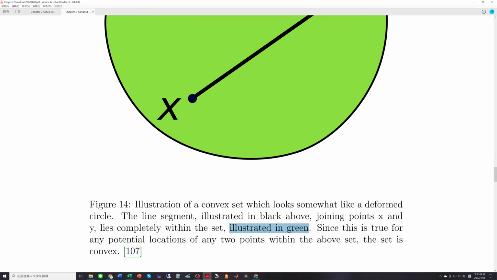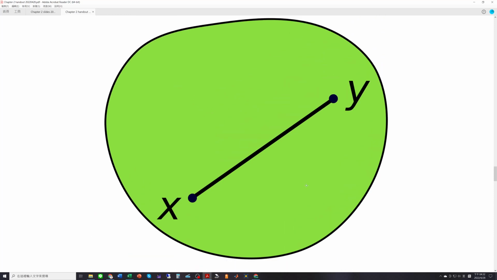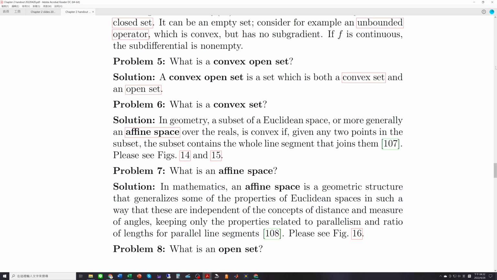Since this is true for any potential locations of any 2 points within the above set, the set is convex. You can arbitrarily choose 2 different points in this green set and connect them. Then the line segment connecting the 2 points also completely lies in this green set. So this green set is a convex set. Okay, let us go back to the convex set. Then let us see figure 15.